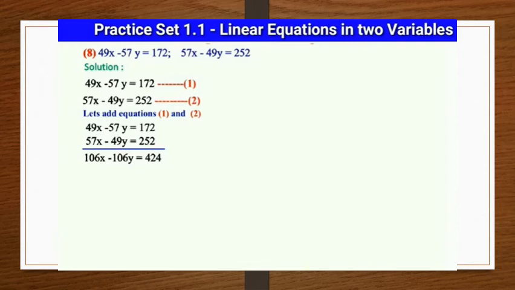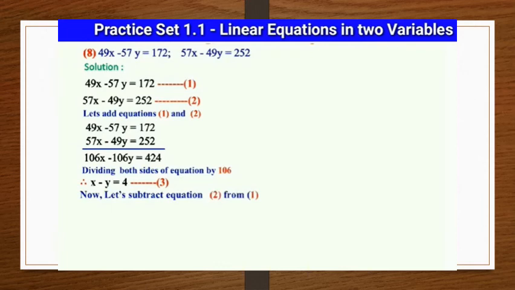172 plus 252 is equal to 424. Now if you could see, 106 is common throughout. So dividing both the sides of the above equation by 106, we get x minus y is equal to 4, because 106 fours is 424. Let's number this as equation number 3.